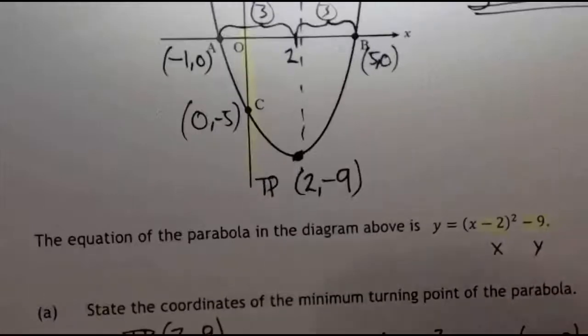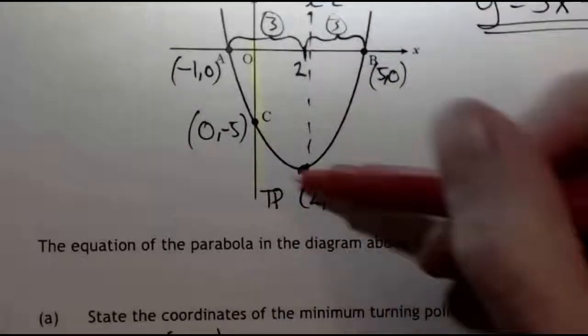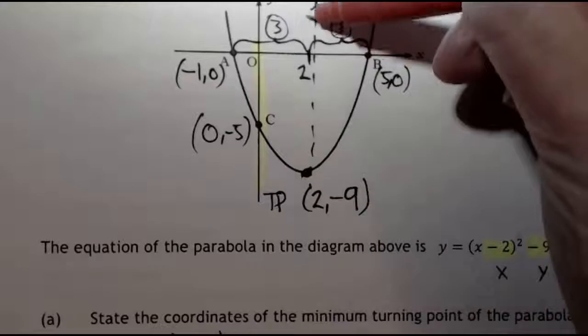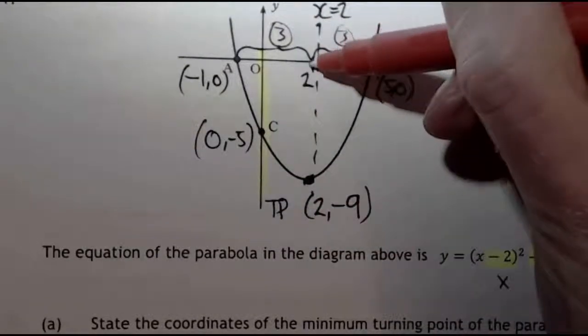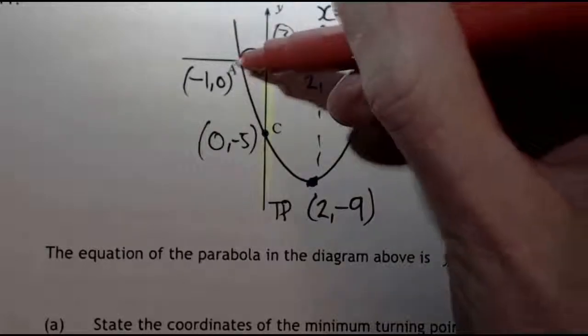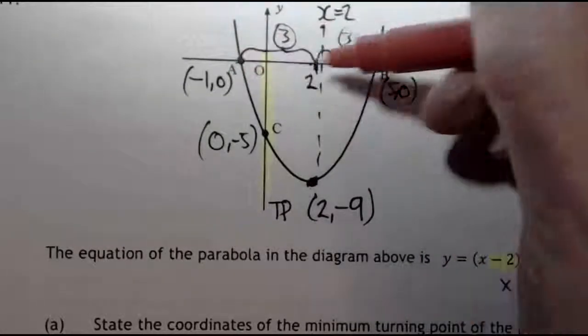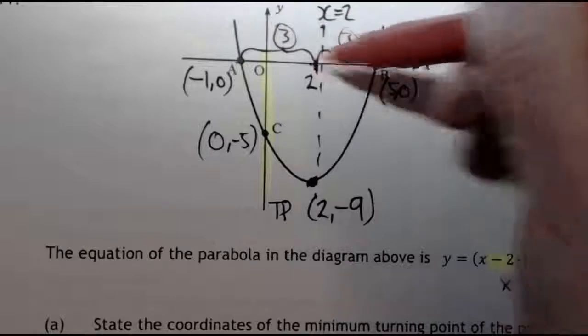Okay, so it all stems from the turning point. Once you've worked out the turning point, and again, don't be shy to draw lines in your diagrams, that gives you the axis of symmetry. So we know the distance from there to the middle has to be the same, whether it's going from left to the middle or right to the middle.